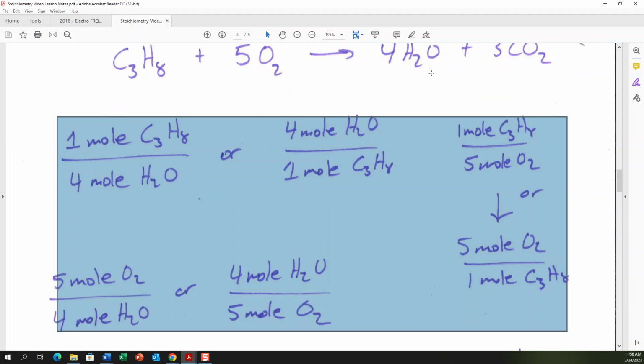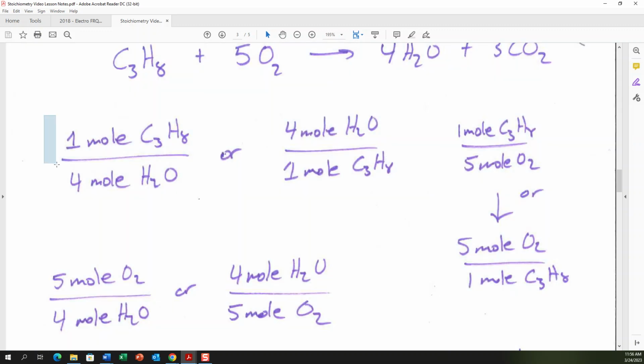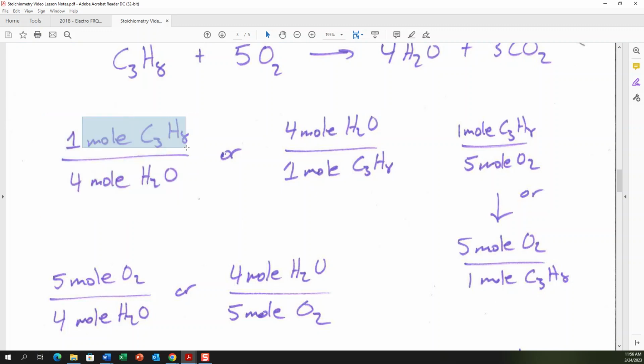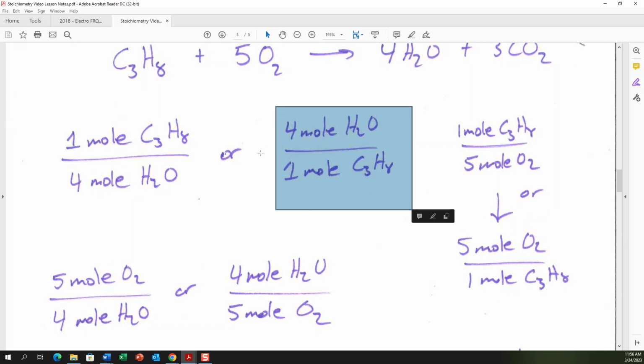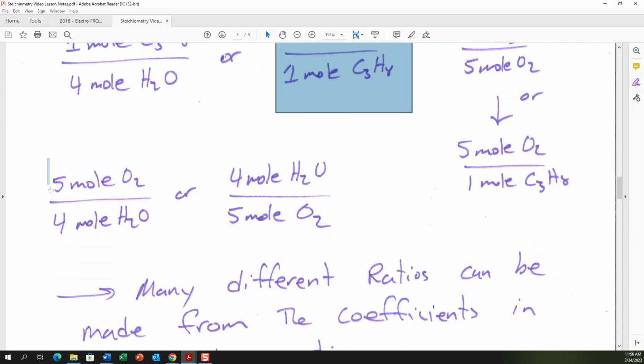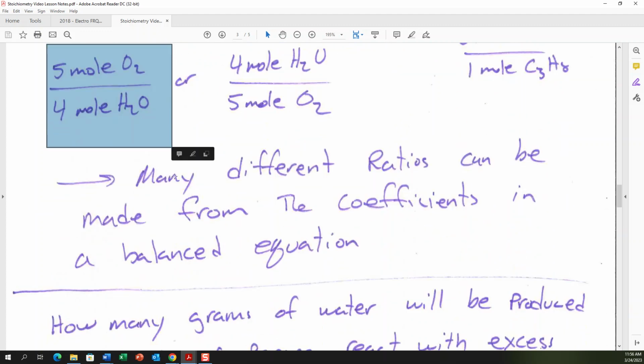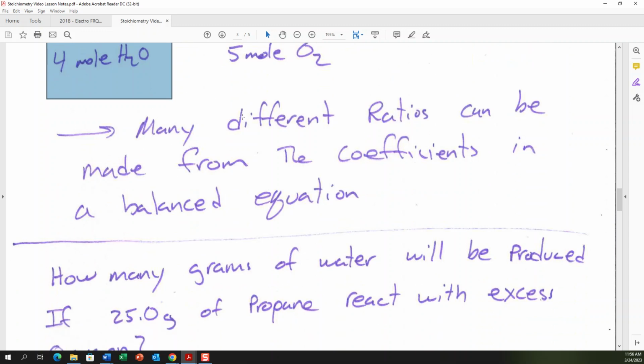And you're going to choose the right ratio based on what you're trying to cancel out and what you're trying to go to. Think in terms of dimensional analysis. You would use this ratio if you had moles of water and you wanted to cancel out moles of water and get moles of propane. You would flip that ratio if you had moles of propane and you wanted to cancel that out and get moles of water, right? We would use this ratio here to cancel out moles of water and get moles of oxygen, okay? So you can get any mole ratio from the balanced equation, okay?